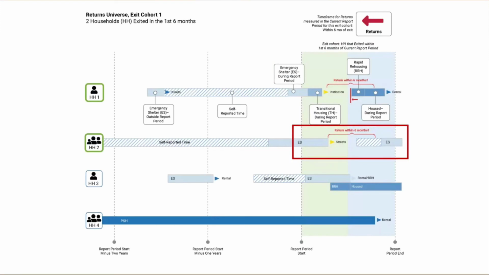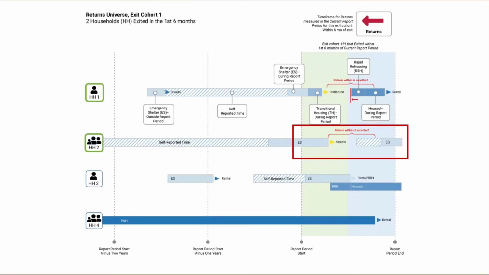After exiting the homeless system from an emergency shelter project, Household 2 returned to the homeless system when they enrolled in an emergency shelter project. However, since this return was more than 6 months after the exit from the homeless system, they are not counted towards the 6-month returns measure.